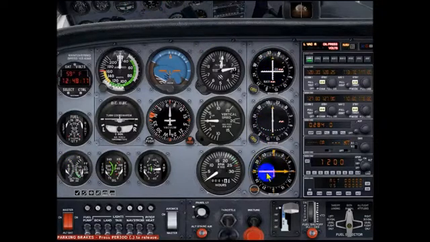Let's see, these are navigation instruments. We will not cover that now. We'll do a video later on navigation, but this is the Omni Bearing Selector, OBS. This is OBS1, OBS2, and this is an ADF, or Automatic Direction Finder.